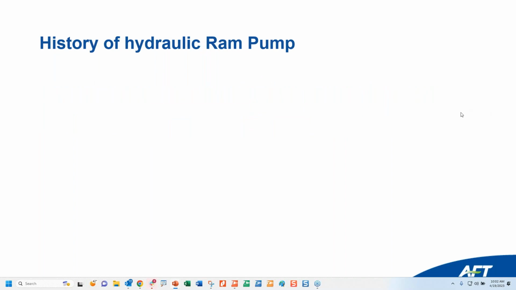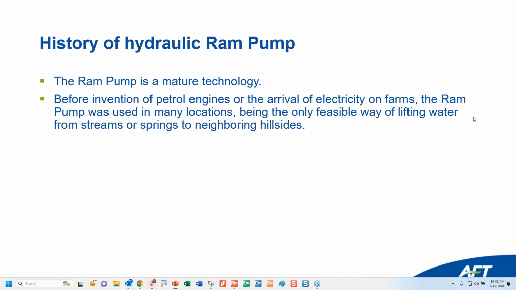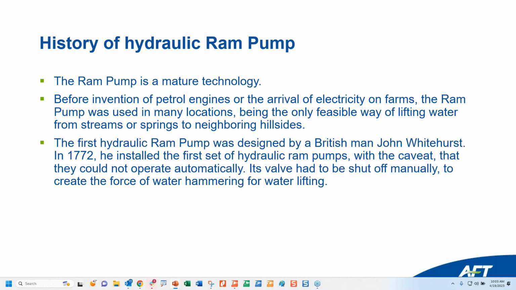So a little bit of history of the hydraulic ram pump. To my surprise, the ram pump is a mature technology. Before the invention of petrol engines or the arrival of electricity on farms, the ram pump was used in many locations, being the only feasible way of lifting water from streams or springs to neighboring hillsides. The first hydraulic pump was designed by a British man called John Whitehurst in 1772. He installed the first set of hydraulic ram pumps with the caveat that they could not operate automatically. Its valve had to be shut manually to create the force of water hammering for water lifting. And being a cyclic pump, this is a limitation for the pump.